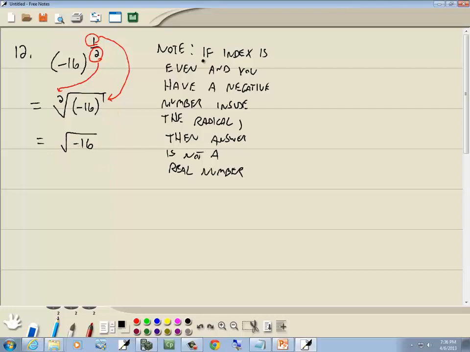So here, if your index is even, here our index is 2, and you have a negative number inside the radical, well, we have a negative 16 there, then your answer is not a real number. So our answer here is not a real number.